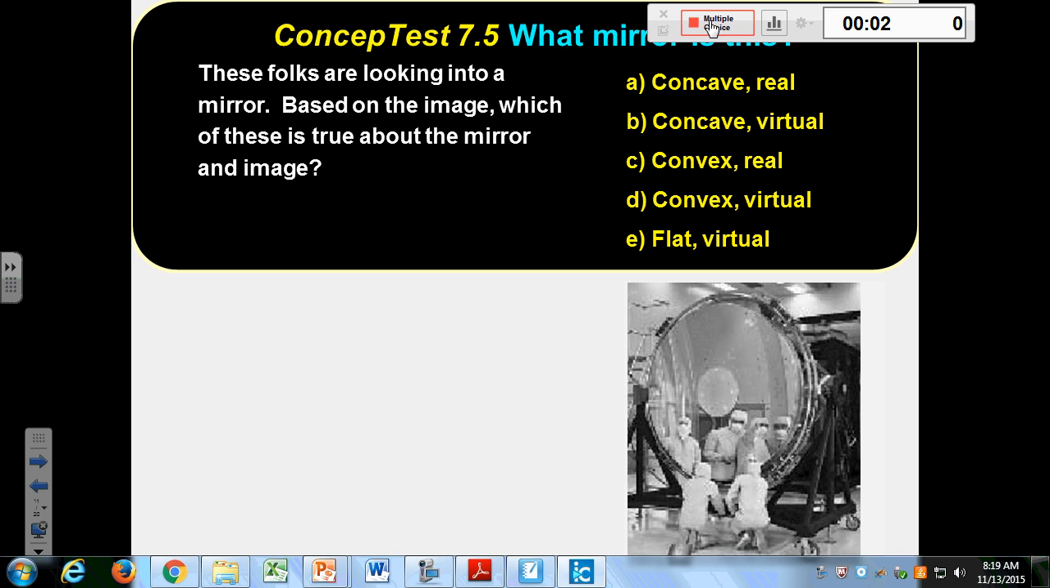Okay, these folks are looking into a mirror. Based on the image, which of these is true about the mirror and the image? You might not be able to see very well, but these are the people looking into the mirror, and they see themselves upright and bigger inside the mirror. So what type of mirror is this, and what type of image is it? Is it concave, convex, or flat, and real or virtual? All right, I'll stop at 40 seconds.